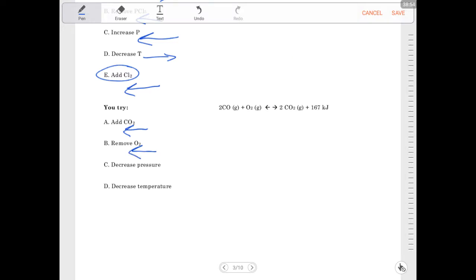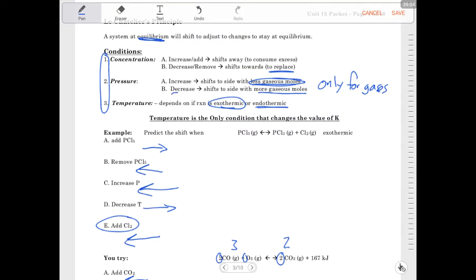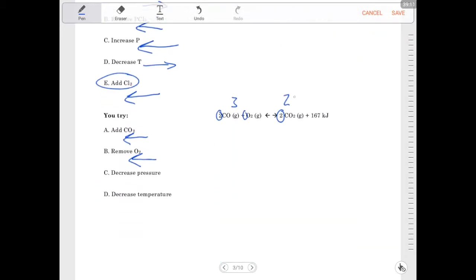Now, pressure. Again, we're going to look at the number of moles. So count up your number of moles. We've got 2 right here, and we've got 1, so we've got 3 on the left, and we have 2 total on the right. Well, let's go up here. A decrease in pressure means we're going to shift to the side where there's more moles of gases. So that means where's the more? When we decrease, that's on the left. We're going to shift left here.